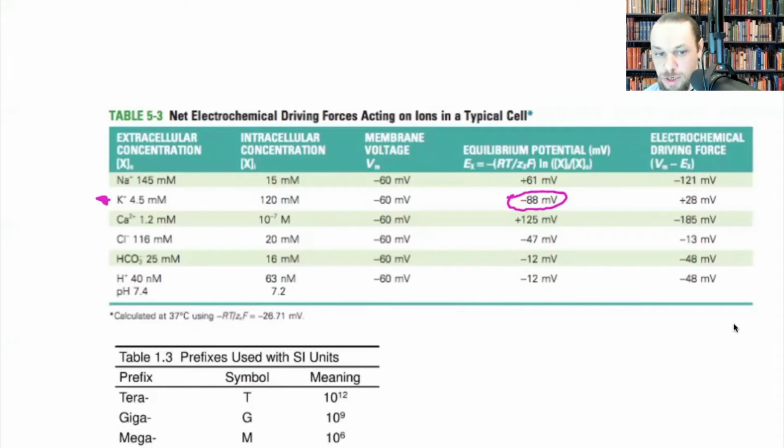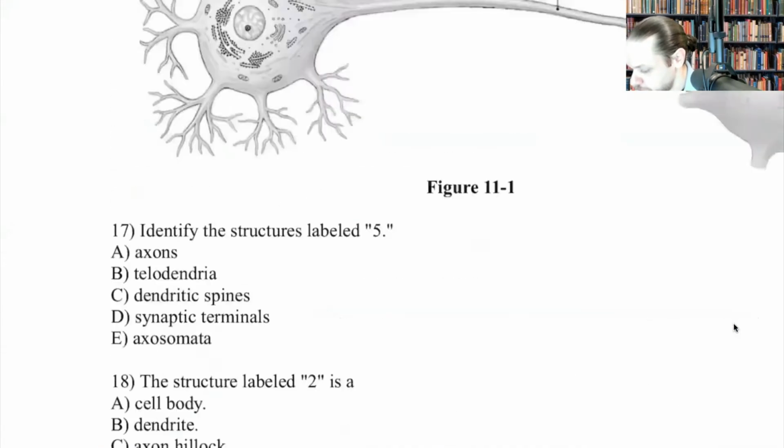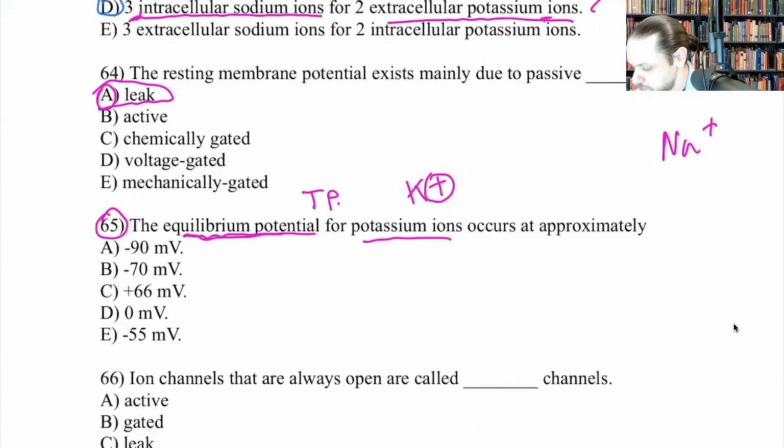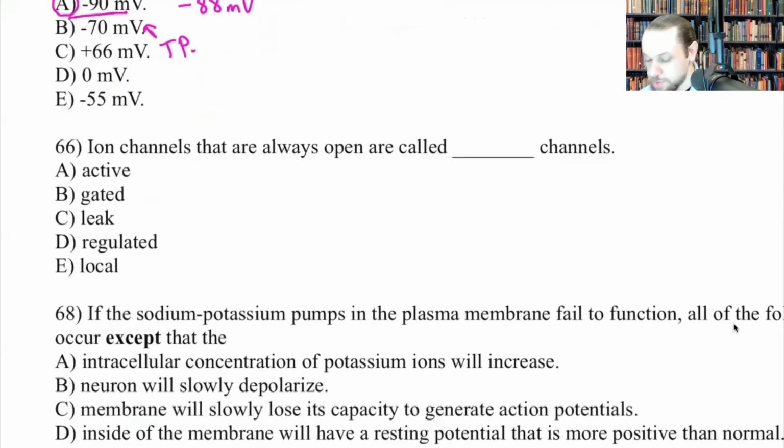So remember to look at the words carefully: equilibrium versus threshold. So let me go back to that. We see here that for potassium, it's minus 88. Let me go back to that question. Now, after seeing the chart, what would you say? Would you still stick with negative 70 millivolts? Minus 90, yes. Minus 90 millivolts is correct, because it's about minus 88 millivolts, the equilibrium potential, and minus 90 is the closest to this. This one here is the threshold potential. So be careful with the wording when you look at these questions. Okay, go to number 66.